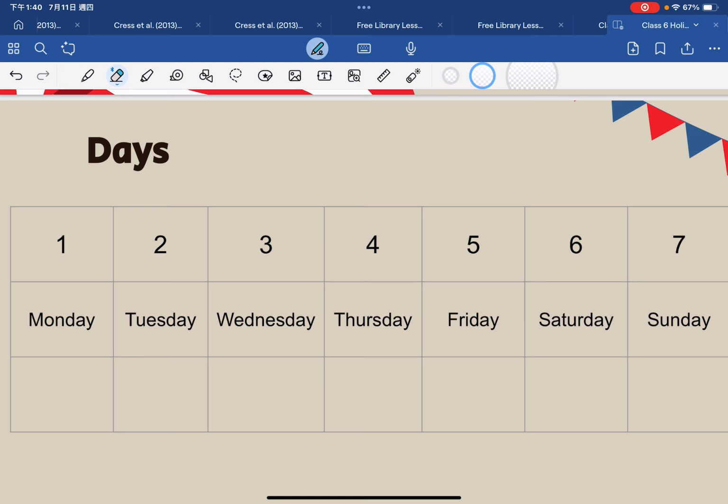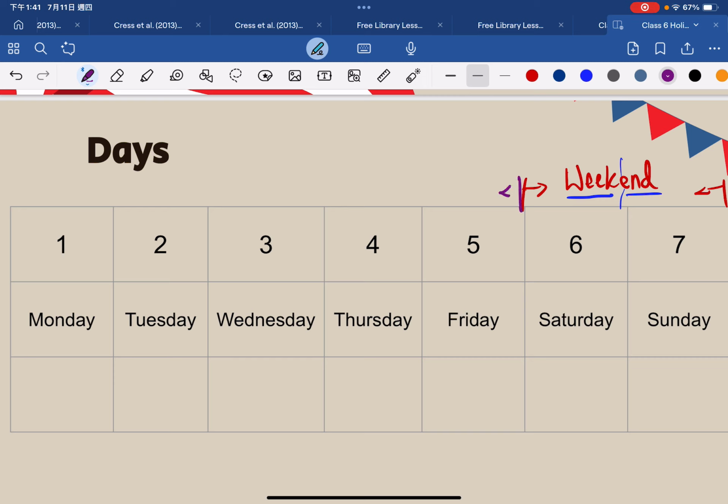So if these two are called the weekend, right? The last 2 days of the week. Weekend. A weekend, right? What about the first 5 days? What are they called? They are called weekdays. Okay, so we have weekday and weekend.